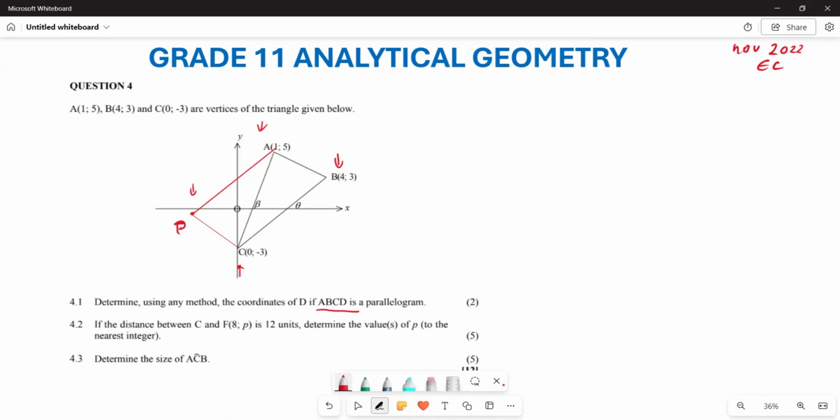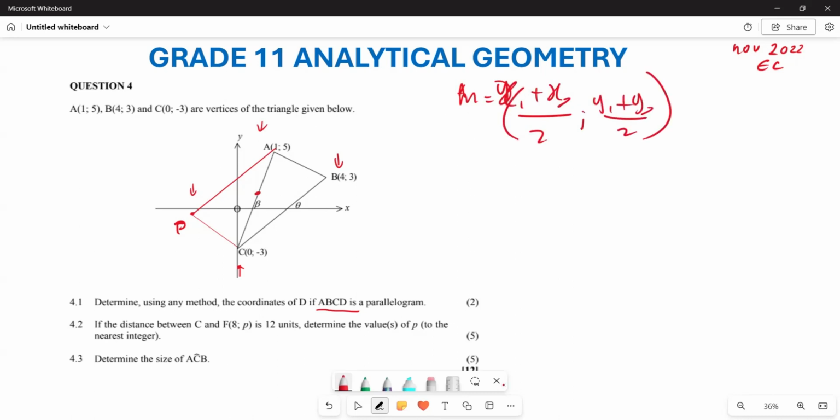Now, from here, the first thing that I do, remember the parallelogram. One thing that I know about a parallelogram is that the diagonals bisect each other. So, for an example, I can just use my AC to find the midpoint. My midpoint of AC is going to be x1 plus x2 over 2, and this is going to be y1 plus y2 over 2.